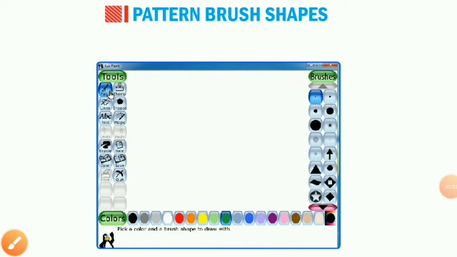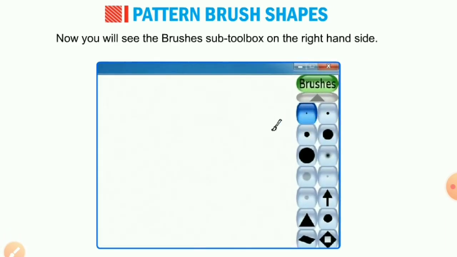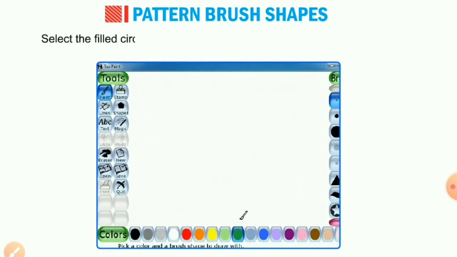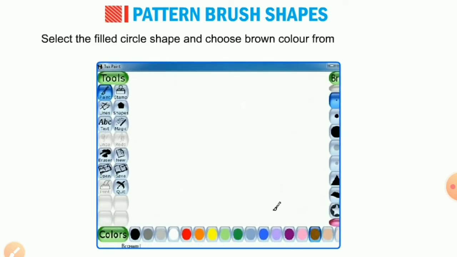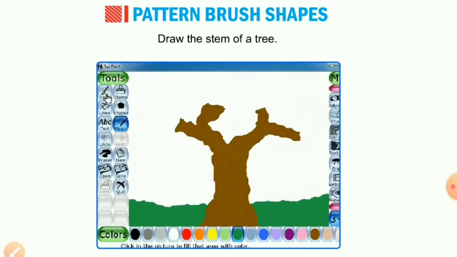Select the paint tool. Now you will see the brushes subtool box on the right hand side. Select the filled circle shape and choose brown color from the palette. Draw the stem of a tree. You can see on the screen the drawing of the stem of a tree. You just move the mouse as per the stem shape.